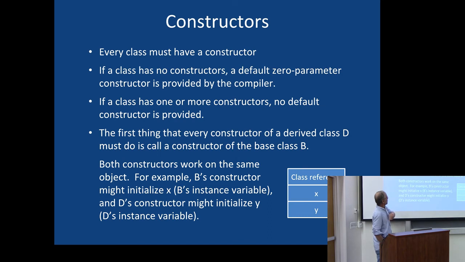The first thing a constructor of type D does is call a constructor on the base class. So why does it need to do that? We saw this before. This is an object of type D. If the D constructor initializes variables, which variables can it initialize? Only Y. It can't talk about X. So we have to call the base class constructor so it can deal with those variables that the D class can't access. The base class constructor initializes those, then we get a chance to initialize our variables. And it has to be in that order. It has to be the first thing that's done.